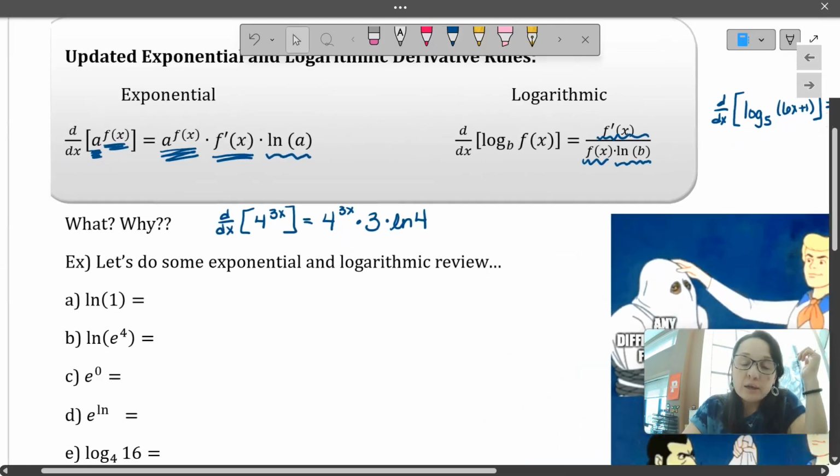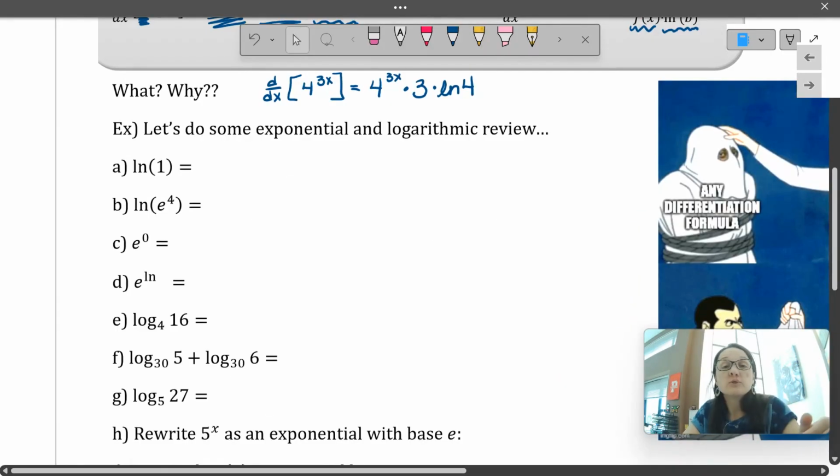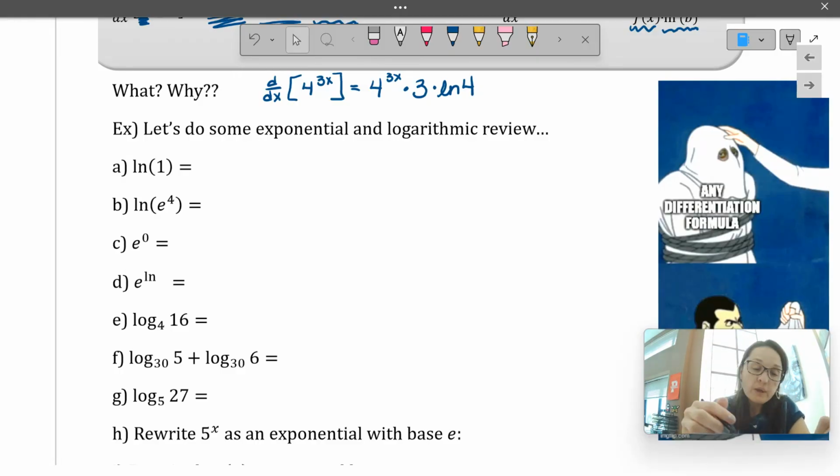Now, I need to come back and do some exponents and log review for you because some of these things you either may have forgotten or didn't know in the first place, and you need to know them. So, some quick review. ln of 1 is 0. ln of e to the 4th is 4.